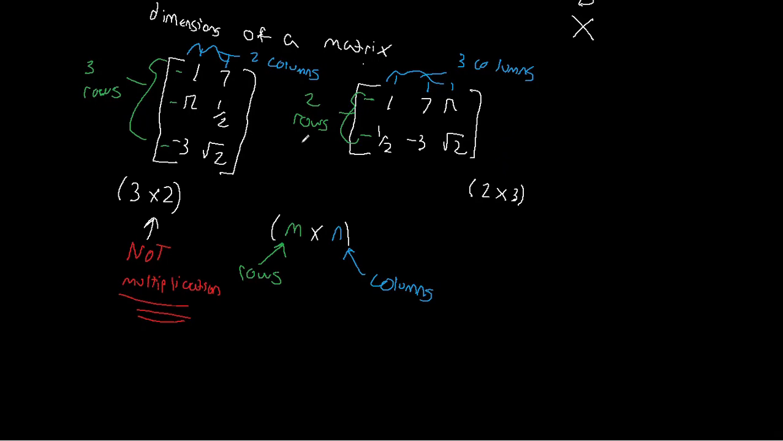Hopefully the way we arrange a matrix in a rectangular format and the fact that we have the rows and the columns makes sense. In the next video, we're going to talk about a special type of matrix called a vector, which is basically going to be a special type of matrix. So hopefully that makes sense.